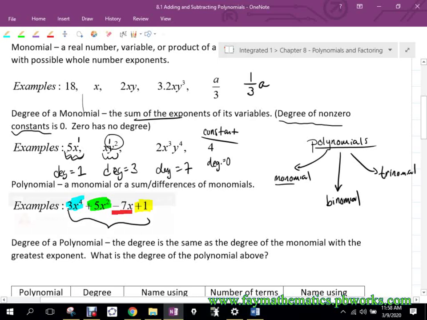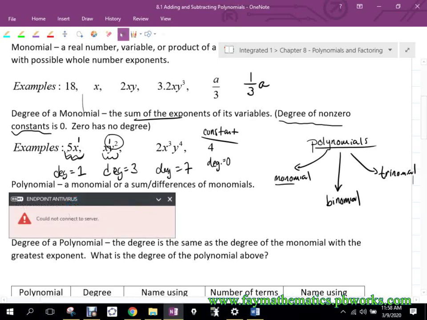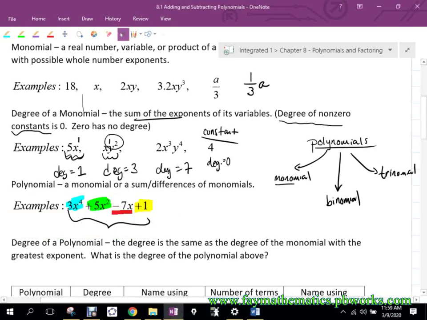Whenever we classify something as a monomial, we can also call it a polynomial. But is every polynomial a monomial? No, because a polynomial could be a binomial, trinomial, or it could be a four-term, five-term. When we get beyond three terms, they just classify themselves as polynomials. We don't call them a quadnomial or a quintnomial or something like that. Is that cool? All right.